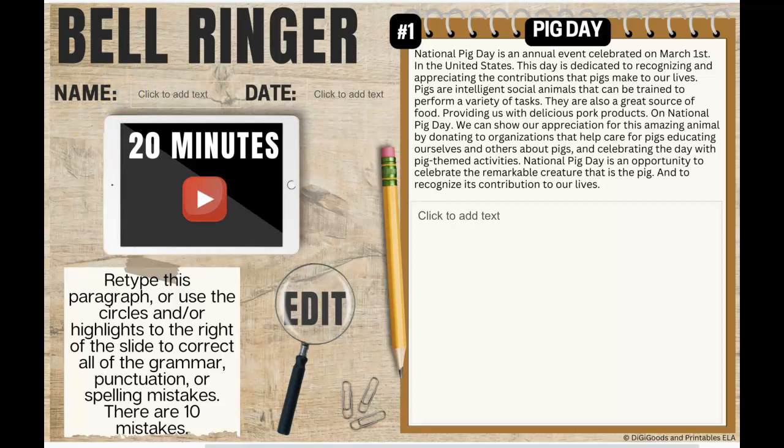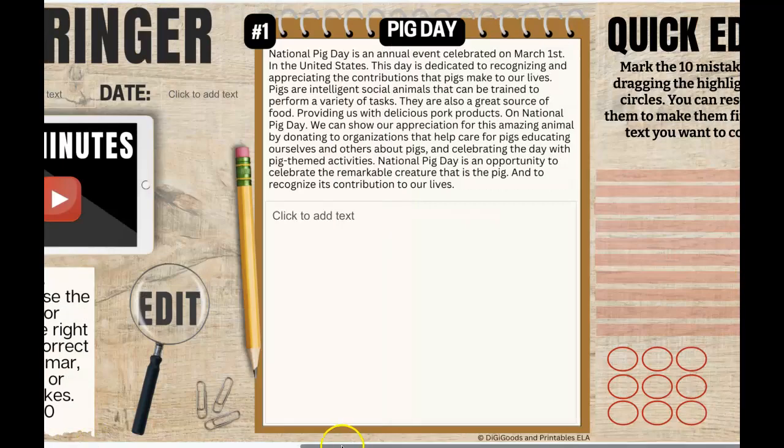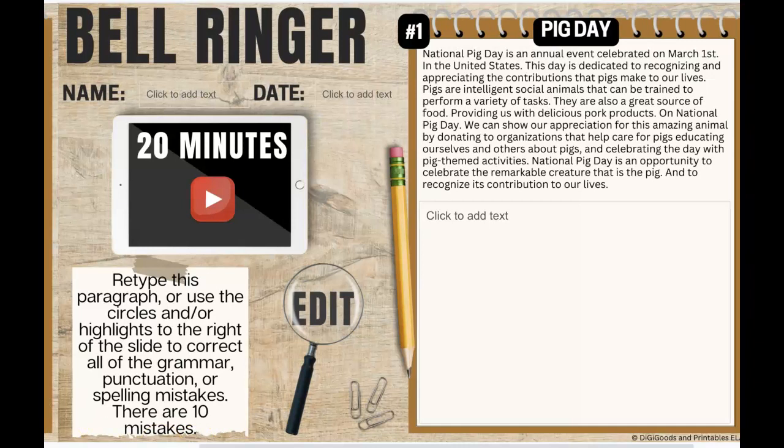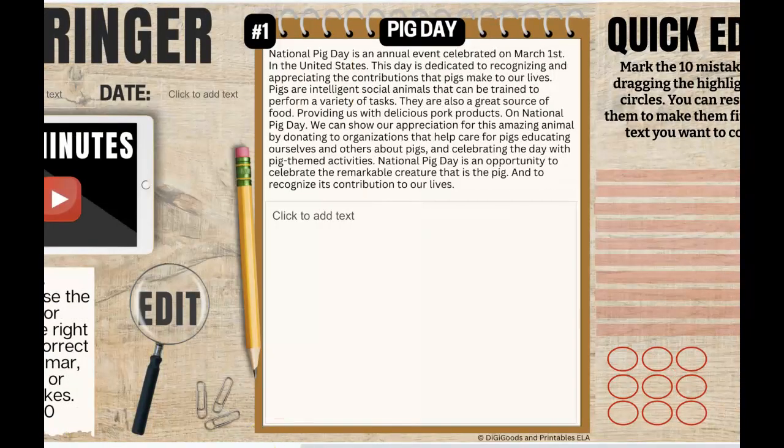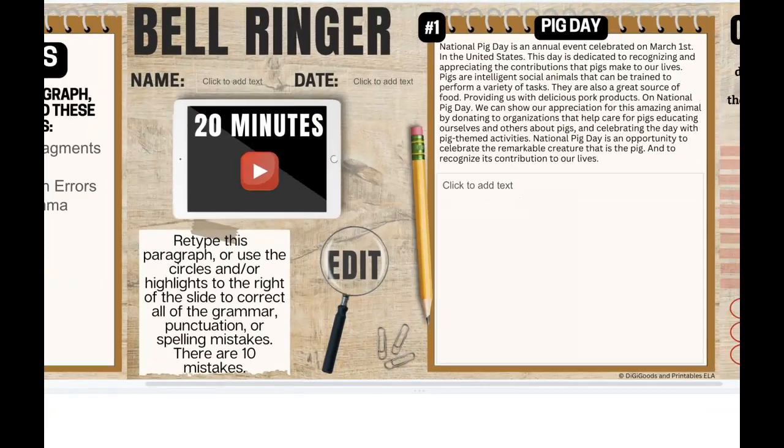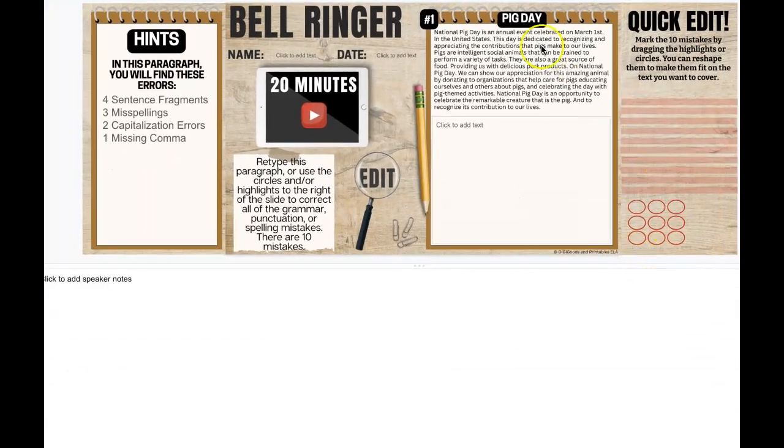Okay, let's just zoom out and take a quick look at what these bell ringers look like when you scroll to both sides. Notice that each slide has a paragraph that has 10 mistakes, a timer, some quick instructions. To the left, you will find hints that tell you what you're looking for in this paragraph.